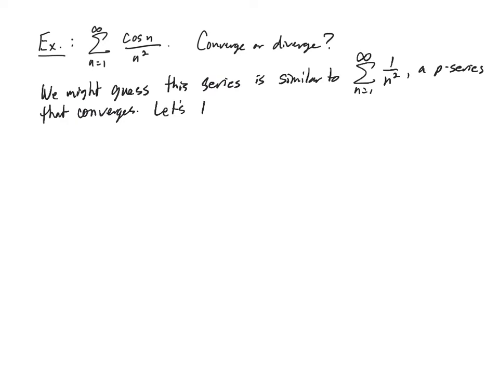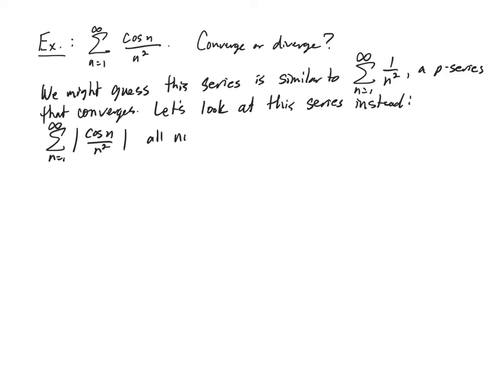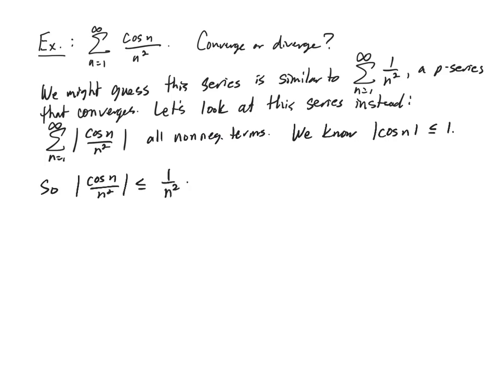So one trick here is, let's look at this series instead. Let's look at the sum from n equals 1 to infinity of the absolute value of cosine n over n squared. Okay, so this has all non-negative terms. And because we have two series now with non-negative terms, we can use something like the direct comparison test. So we know that the absolute value of cosine n is less than or equal to 1, because negative 1 is less than or equal to cosine of anything, which is less than or equal to 1. And so we know that the absolute value of cosine n over n squared is less than or equal to 1 over n squared.